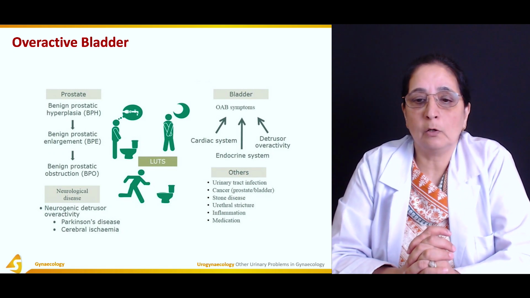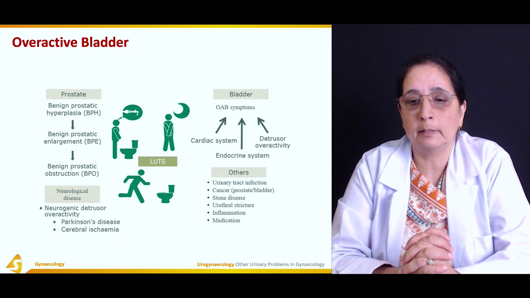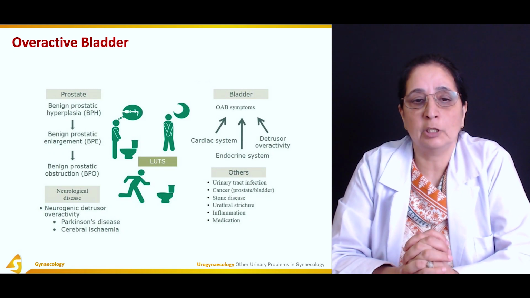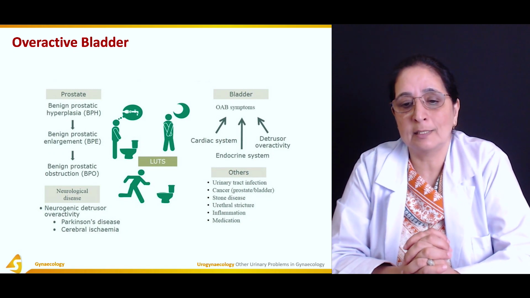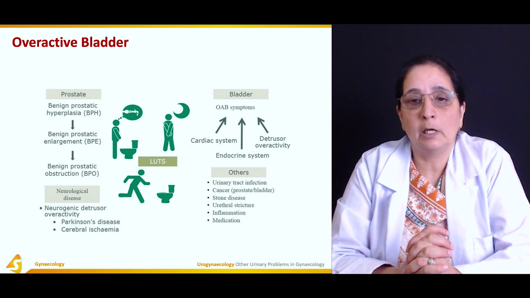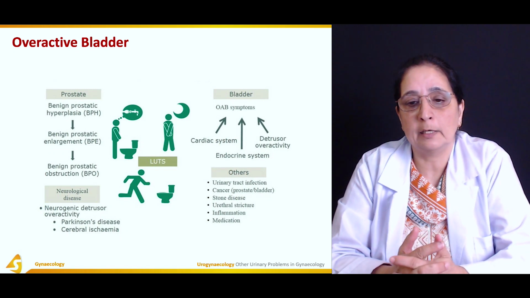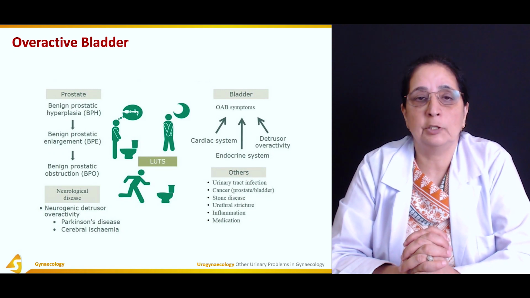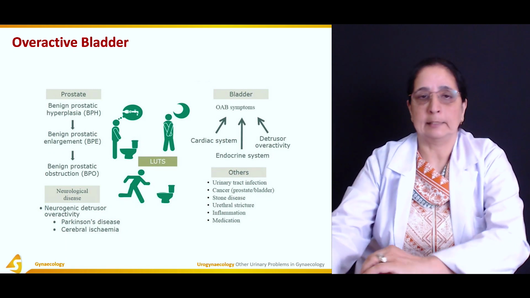Then the bladder causes that can lead to overactive bladder syndrome can be due to some inflammation. Then it can be due to some medication, strictures, stones, any cancer, UTIs. All these can lead to overactive bladder syndrome. Then sometimes cardiac problems, endocrine problems, and detrusor overactivity can all lead to overactive bladder.